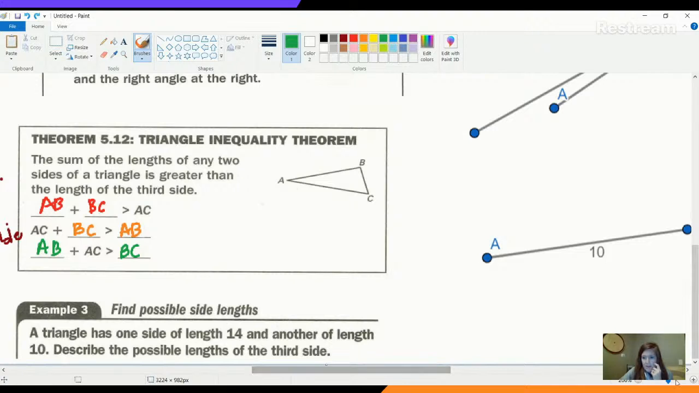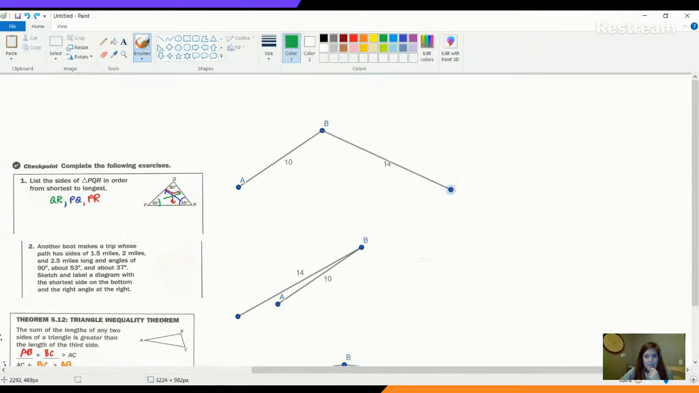I'm going to zoom out a little bit here because we have 2 sides, right? One is 10 and one is 14. So we know those 2 side lengths. They're asking us, okay, I'm having all kinds of trouble drawing lines lately. Not a good thing for a geometry teacher. So what can the length of my third side be? That's what I want to know.